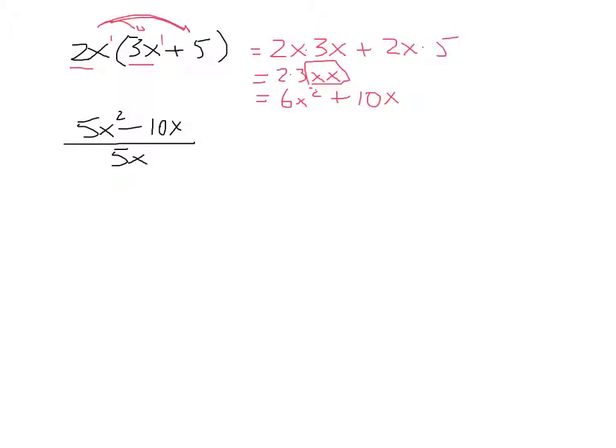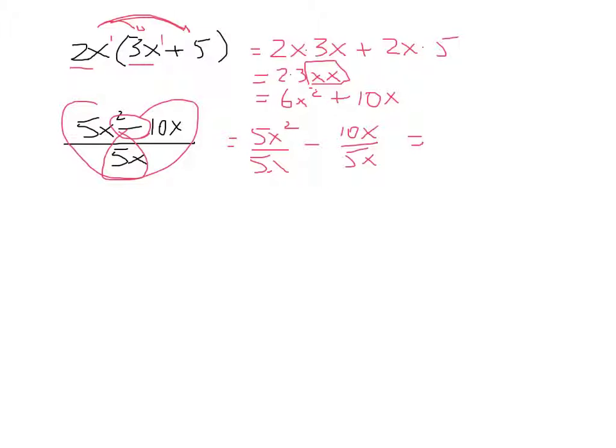And then the last thing is division. Division is very similar, except instead of multiplying them both by the same thing, you divide them both by the same thing. All right, so we're going to divide 5x squared by 5x minus 10x, also divide by 5x. Notice the line goes under them both. So how do you divide? Same thing. You're going to divide the numbers, 5 divided by 5, which is 1, and you're going to divide the letters. How do you divide letters?